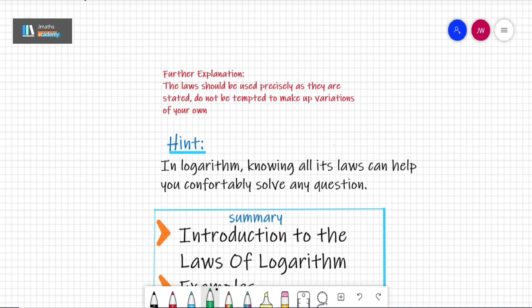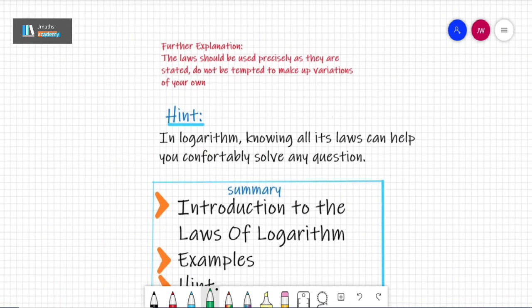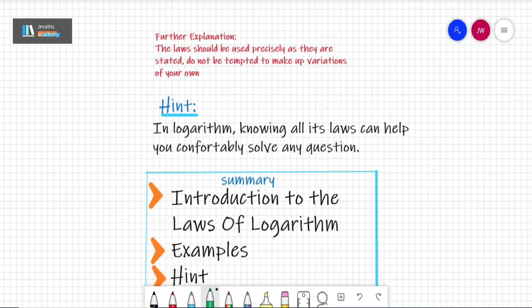Alright, further explanation. The laws should be used precisely as they are stated. Do not be tempted to make up variations of your own. So it's as simple as that. Just leave the laws the way they are. Follow the methods and steps and you'll be fine.